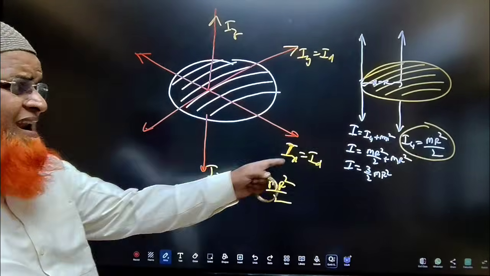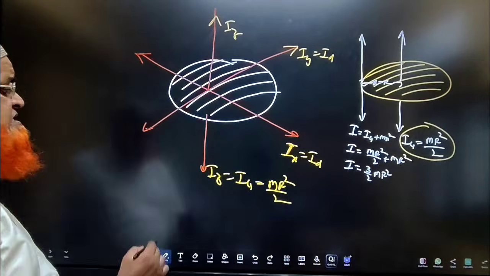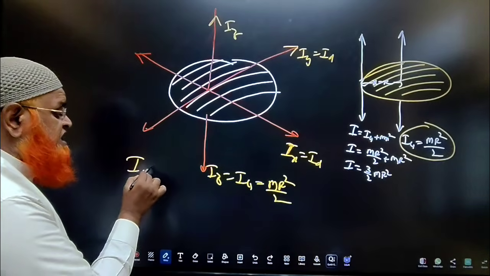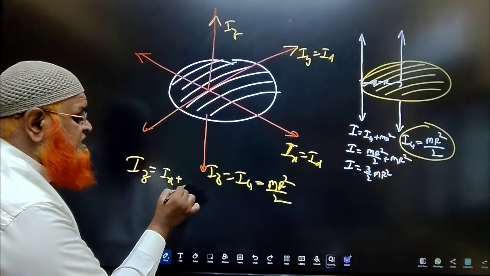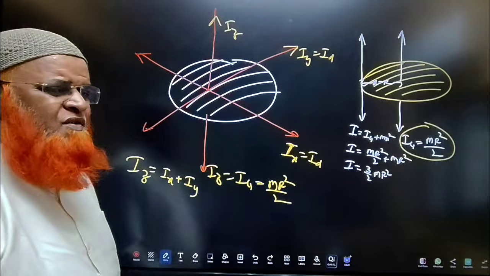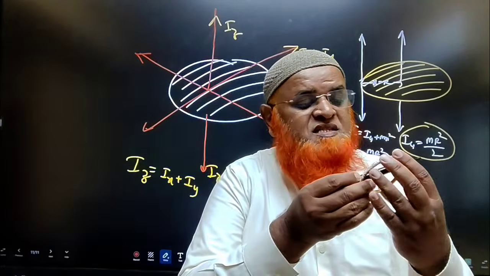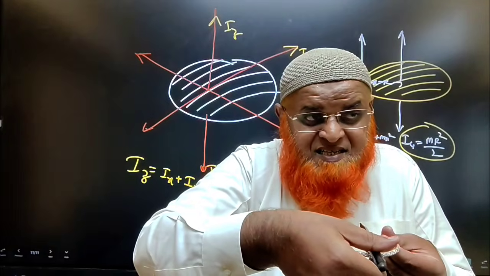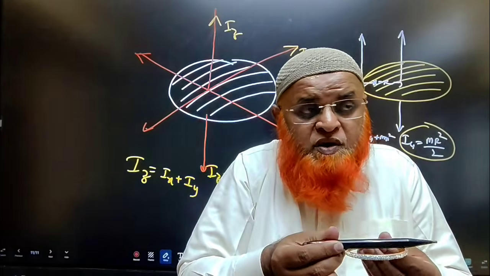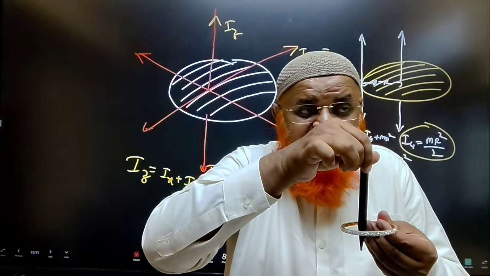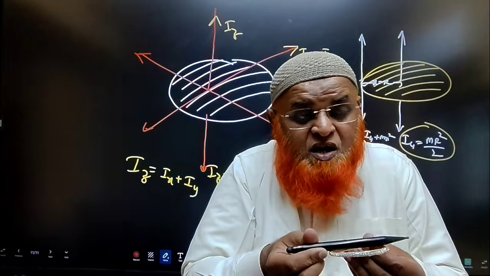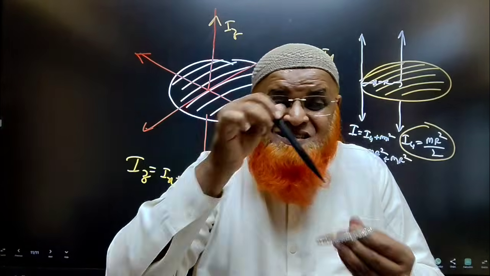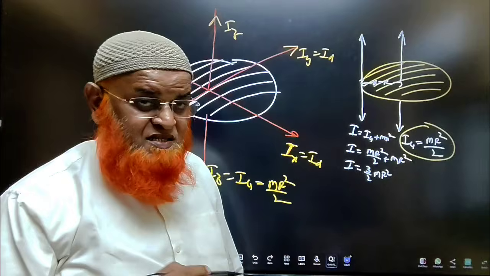Now the perpendicular axis theorem. What is the meaning of the perpendicular axis theorem? It says that the moment of inertia with respect to z is the moment of inertia with respect to x plus the moment of inertia with respect to y. If you rotate a body along the x-axis and along the y-axis, for example, this is 2 units and this is 2 units, then rotating about z it will be 4 units. That means the addition of the moment along the x-axis and along the y-axis will be exactly equal to that along the z-axis. That is called the perpendicular axis theorem.